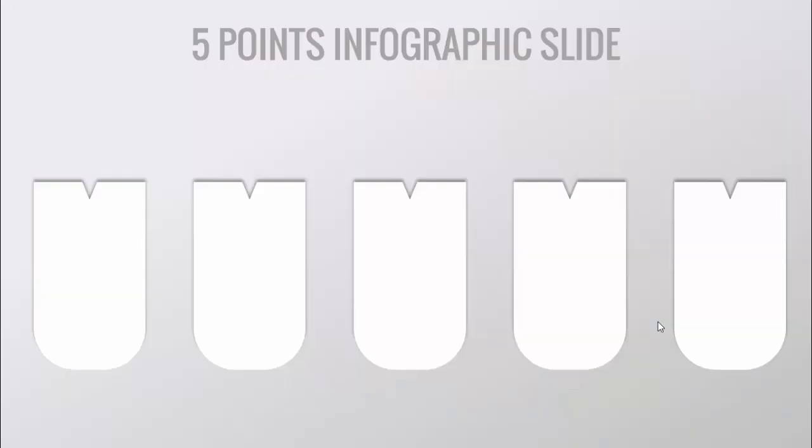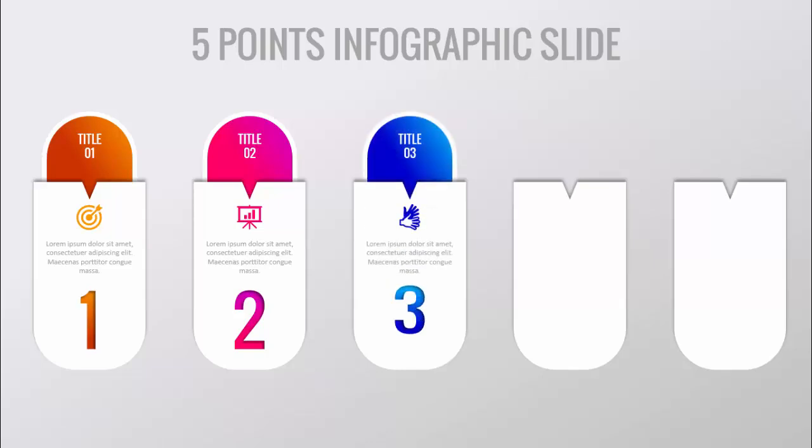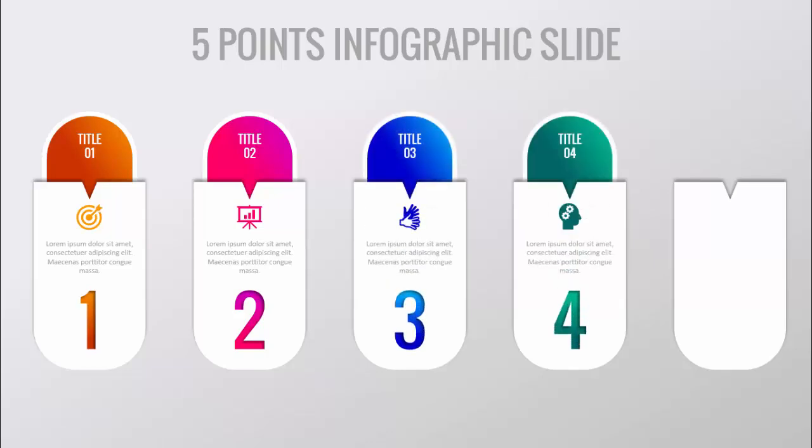In today's tutorial, I am going to show you a 5 animated points infographic slide in PowerPoint. As you can see here, there are the 5 rectangle options. When I click, it will reveal the first title one along with the icon, detailed text and the big option number here. Then comes the title 2 with the different gradient colors, the title 3, title 4 and the title 5. So let's see how to do this in PowerPoint.